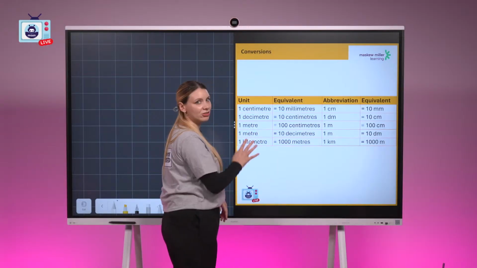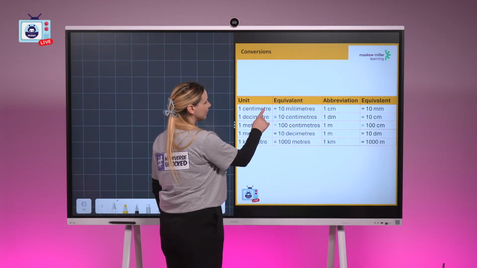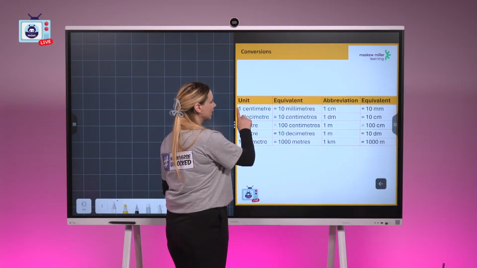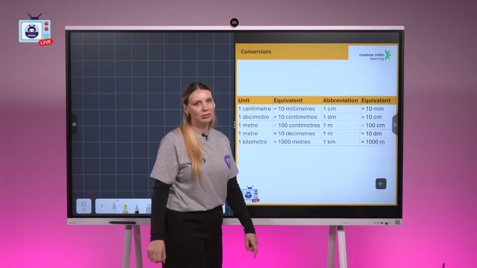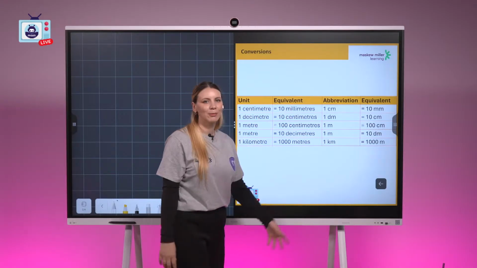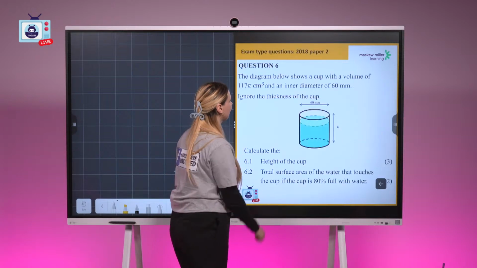So for example, let's just have a look over here. 1 centimeter is equal to 10 millimeters. So if I want to go from centimeters to millimeters, I'm going to times by 10. If I want to go from millimeters to centimeters, I'm going to divide by 10.